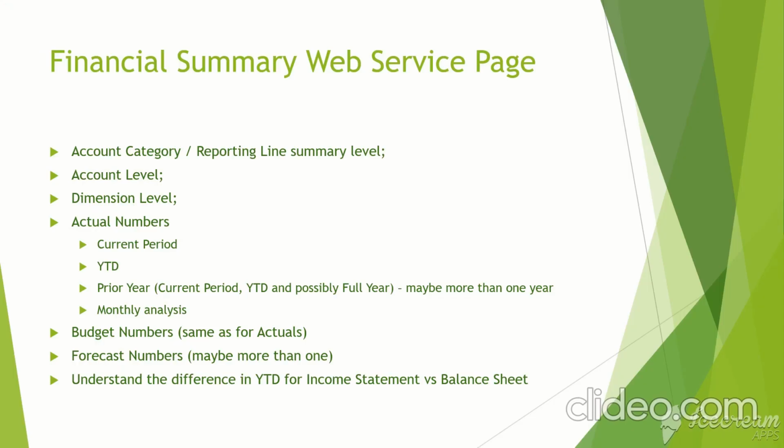And checking our needs list, the financial summary web service page delivers all of the needs that we listed. So we've got green across the board. It gives us the account category reporting line summary level. We've got detail at the account level. We've got it at the dimension level. We've got all the actual numbers we need here, current period, year to date, prior year. We've got prior year for 3 prior years. We could do a monthly analysis because we have all the periods. We've got the budget numbers. We've got the forecast numbers, again, more than 1 year, again, more than 1 forecast. We've got up to 3. And because we've got year-to-date numbers and current period numbers, this also understands the difference between balance sheet year-to-date numbers and income statement year-to-date numbers.